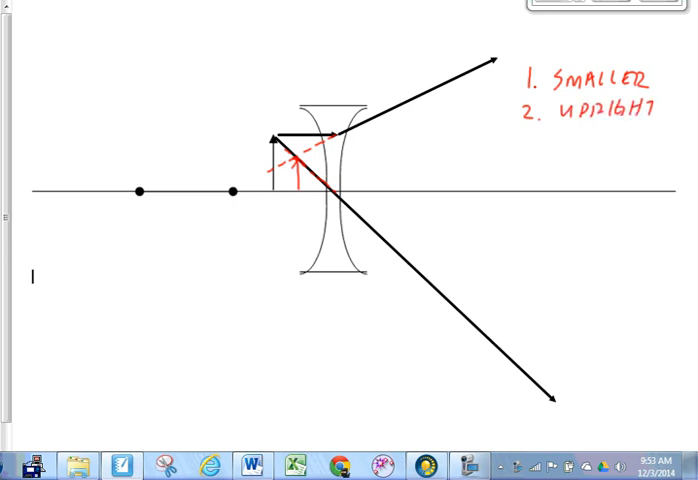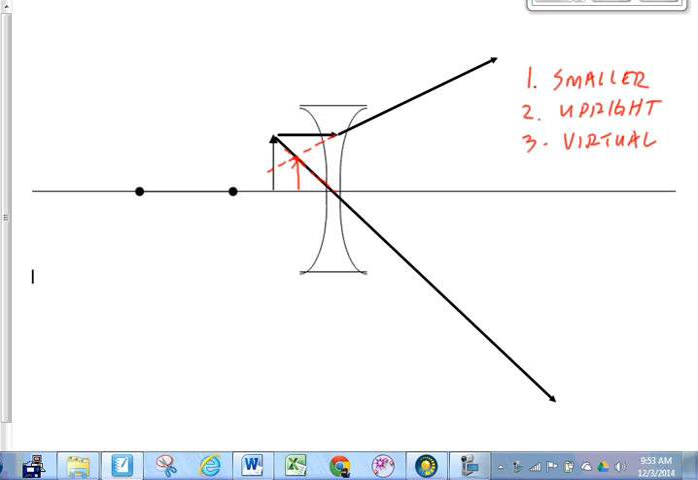And Maria, it's still what? Real or virtual? Still virtual. We know that because dotted lines intersect. It's virtual. It means that we cannot project it onto a screen. We can see it, but we have to look through the lens in order to see it. All right? Make sense?